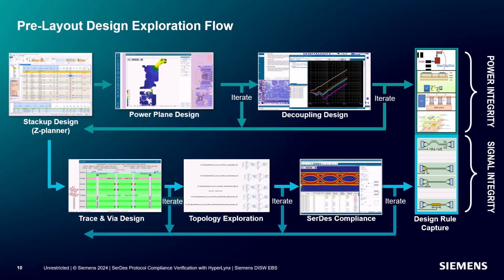The signal integrity flow also starts with stackup design. Create your pad stacks and then move on to the design of traces and vias, the building blocks of the interconnect. Then into exploring routing topologies and exploring your driver strength and termination.